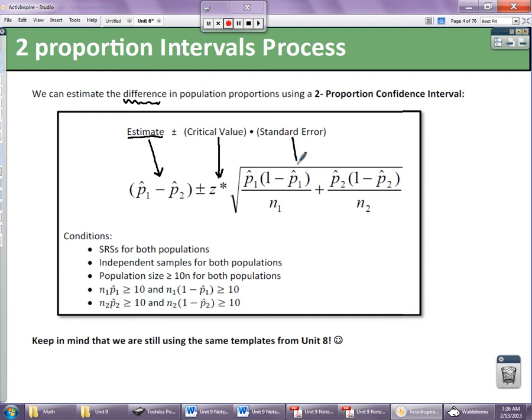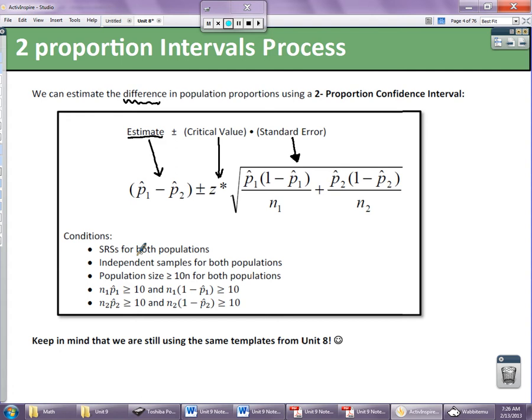And then in order to find your standard error here, which that notation should look familiar, we are going to still do the proportion P1. We're still going to do the 1 minus P1 over n, but we have to do it for the population 1, and we have to do it for the population 2. And then add them together and take the square root.